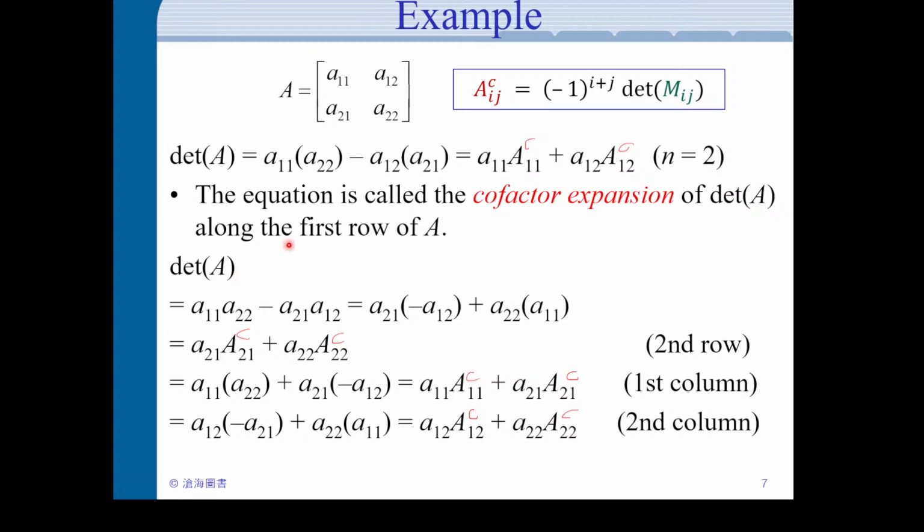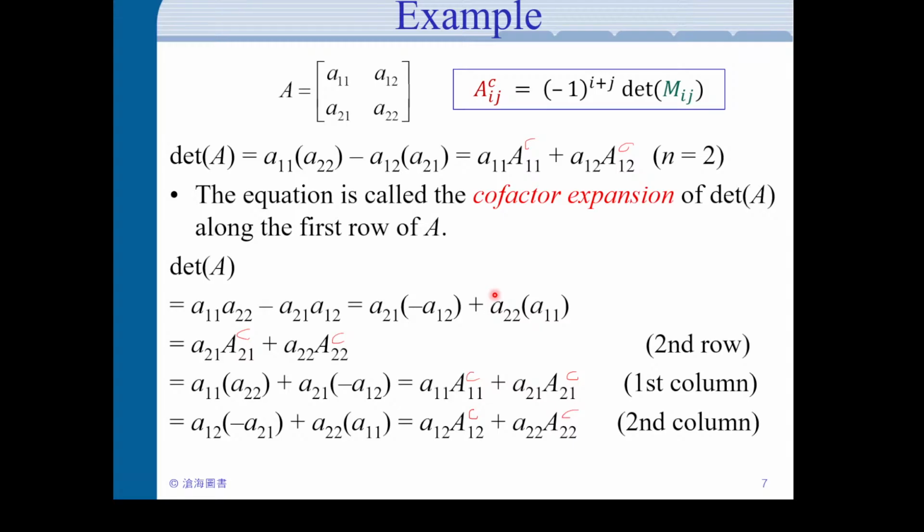And then we keep saying that we are expanding on the first row. That's because we can expand on any other row or column. So we can also expand on the second row. If we expand on the second row, we have A21, and we want AC21, which is this element with a minus sign. So that's just A21 times minus A12, and that's this thing. And then you have A22 here, and its cofactor is just A11, because it deletes this row and column, and it becomes A11, and this is A22 and A21.